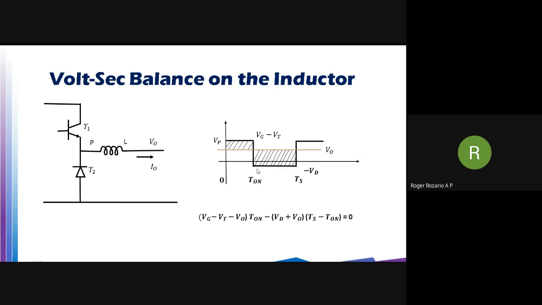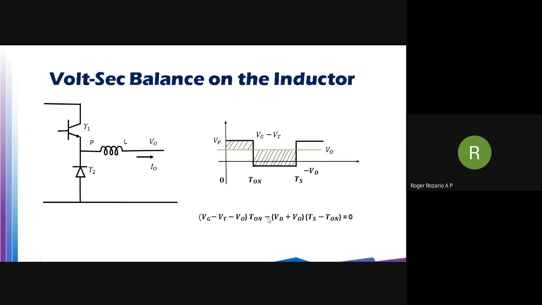What is the voltage during the off period? Freewheeling happens during the off period, and a negative voltage is applied across the inductor. We have already seen this, minus V0. In addition to that minus V0, you have a diode voltage drop, the switch voltage drop. So that is why it is minus Vd minus V0.